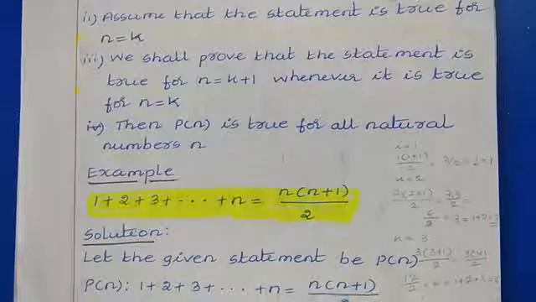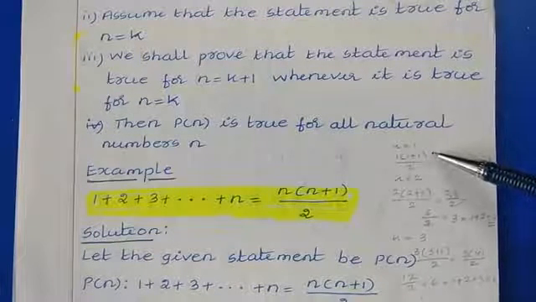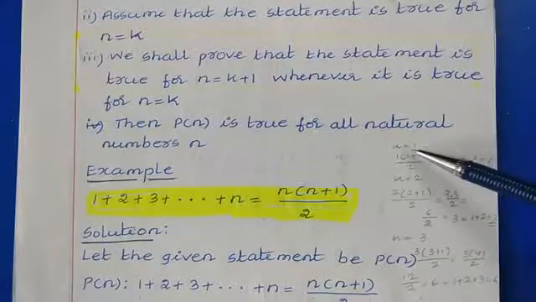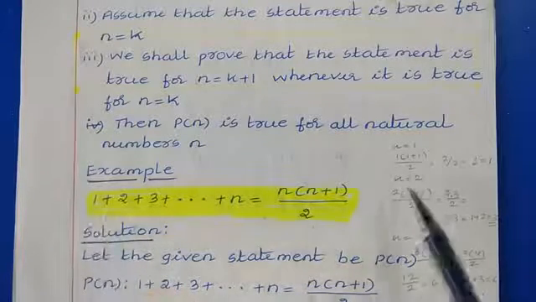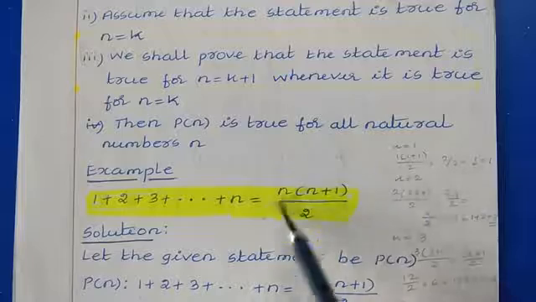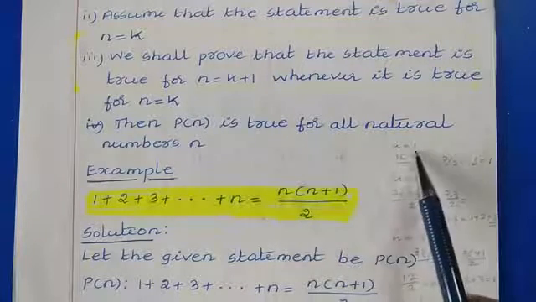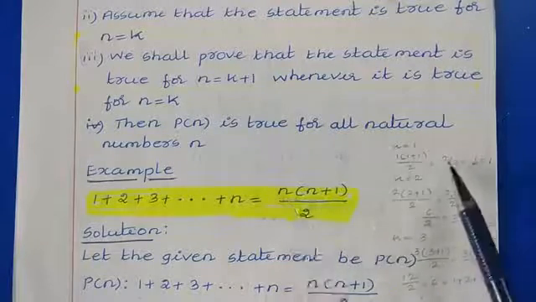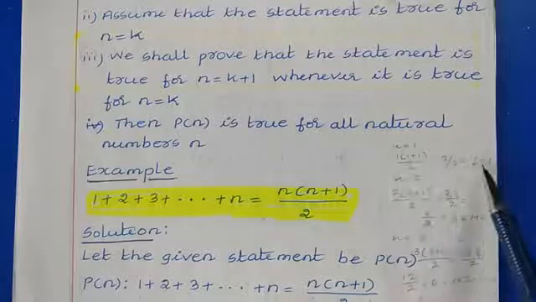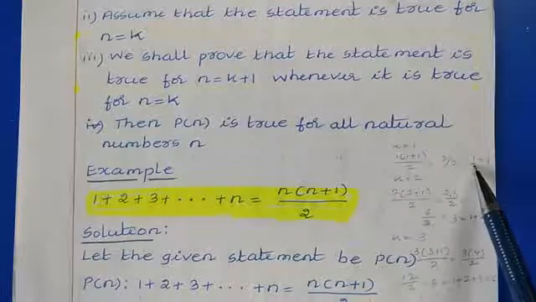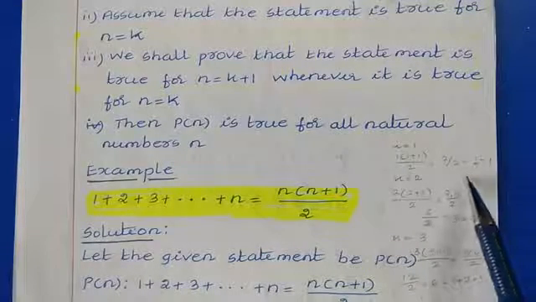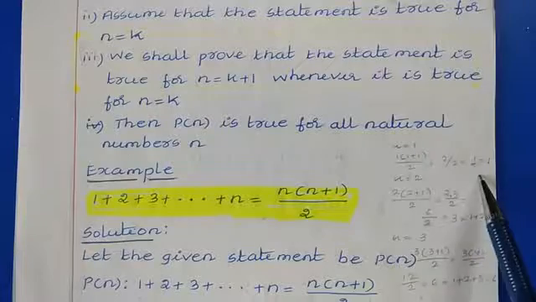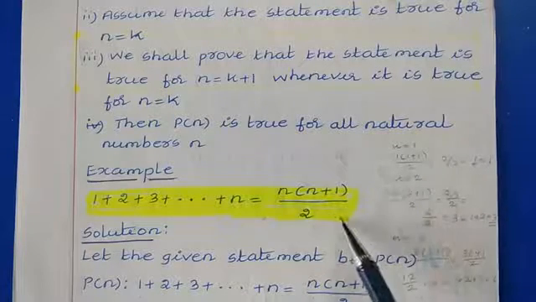For example, I have taken n is equal to 1. From the left hand side, the first term is 1, and from the right hand side, if I put the value of n, I get 2 by 2, that is equal to 1. On the left hand side, the first term is also 1. So here left hand side is equal to right hand side. So, for n is equal to 1, this statement is true.